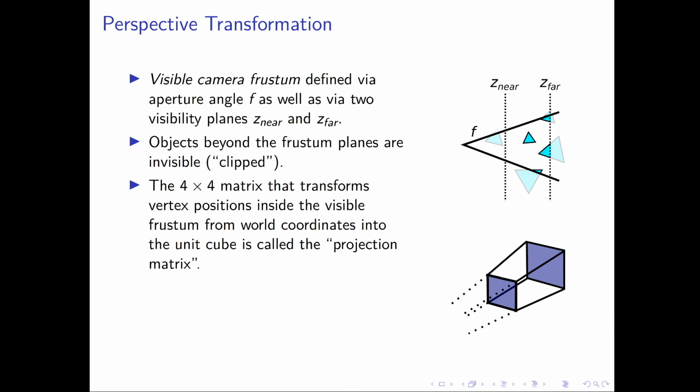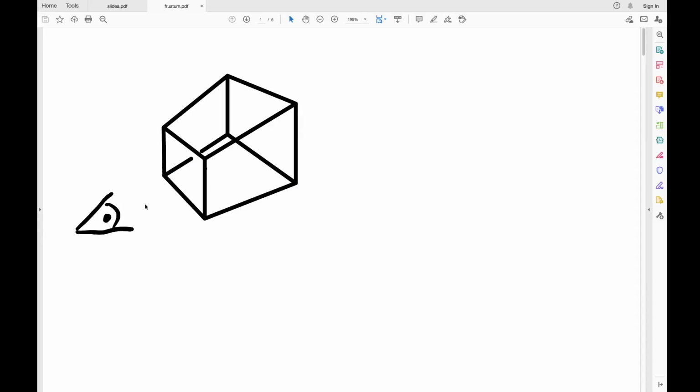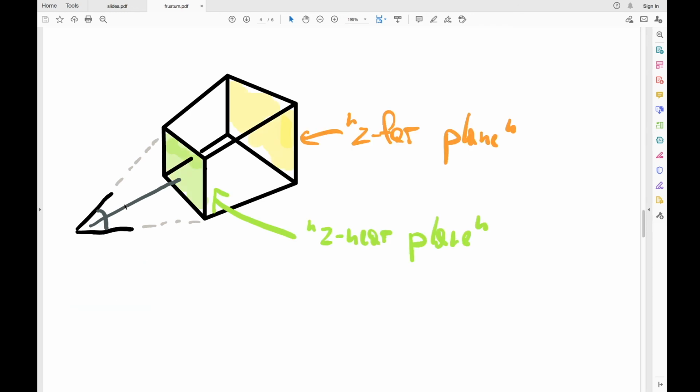And the very first thing that I'm going to describe is the so-called visible camera frustum. The visible camera frustum helps us to achieve perspective in the sense that objects that are closer by appear bigger than objects that are farther away. The visible frustum is defined in terms of an aperture angle, which determines the field of view. And then the visible frustum is defined by two planes, the z near plane and the z far plane.